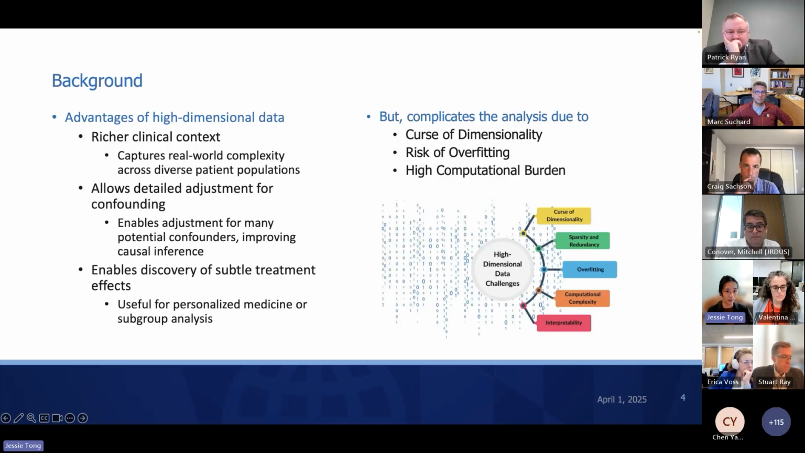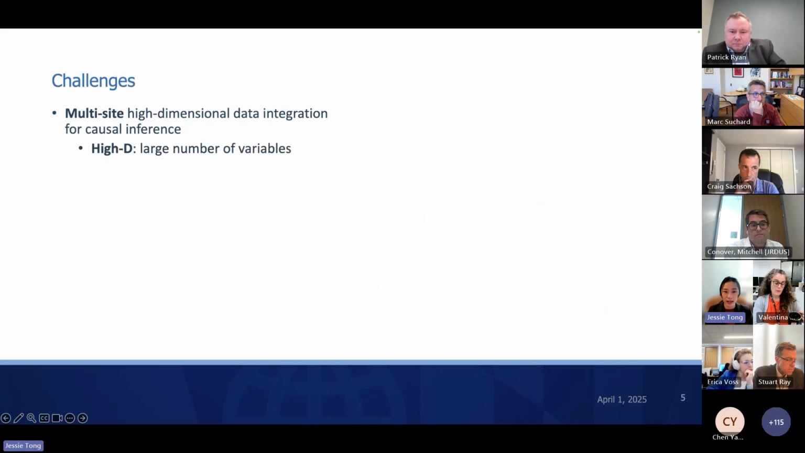However, there are some disadvantages and also challenges when we work with high-dimensional data. For example, when we deal with so many variables, we have the curse of dimensionality problem, the risk of overfitting, and also a computational burden. And especially when we want to integrate high-dimensional data in the real-world setting from multiple sites or multiple clinical institutes, there are additional challenges we need to consider.